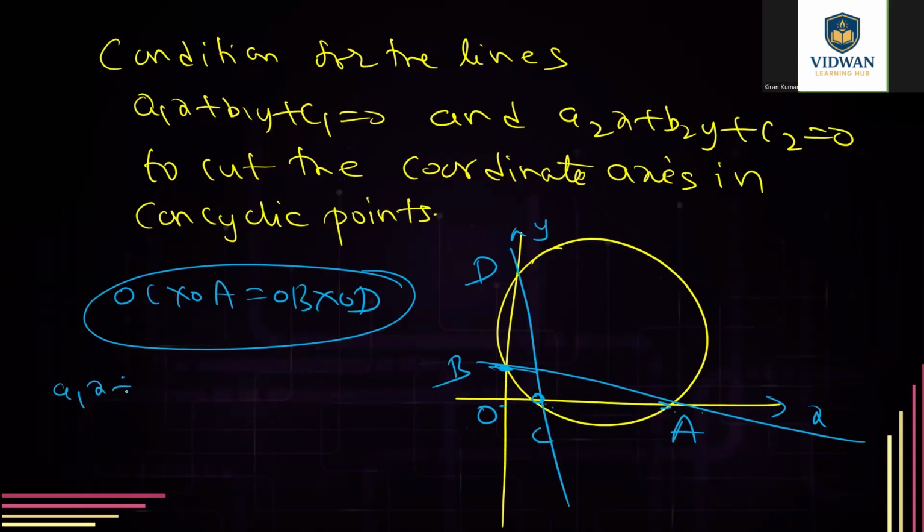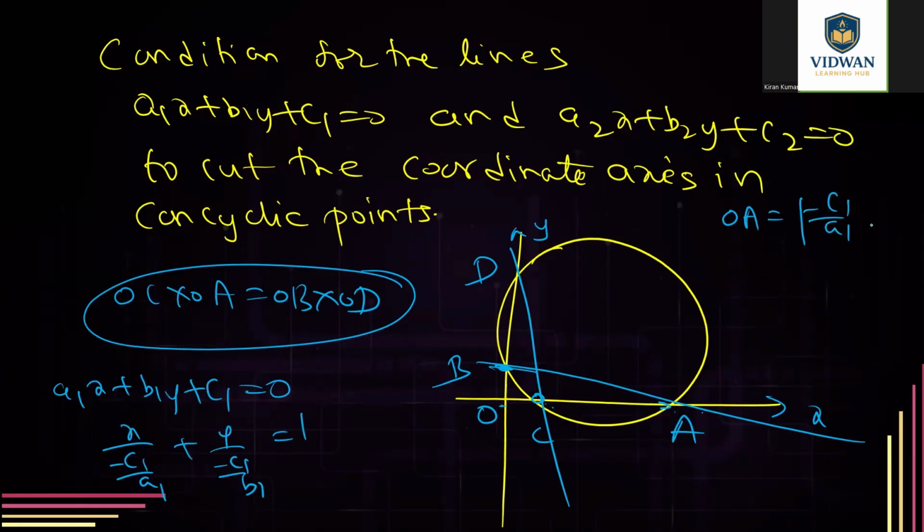So the first line A1x plus B1y plus C1 equal to 0. If you write this in the intercept form, you can write x by minus C1 by A1 plus y by minus C1 by B1 equal to 1. So the x-intercept of this is OA, y-intercept is OB. So this is OA, this is OB, you can put a mod. So OA is equal to modulus of minus C1 by A1 and OB equal to modulus of minus C1 by B1. Like that, for the second line, what are the intercepts?